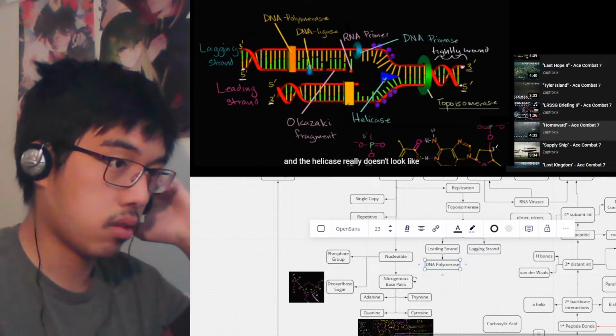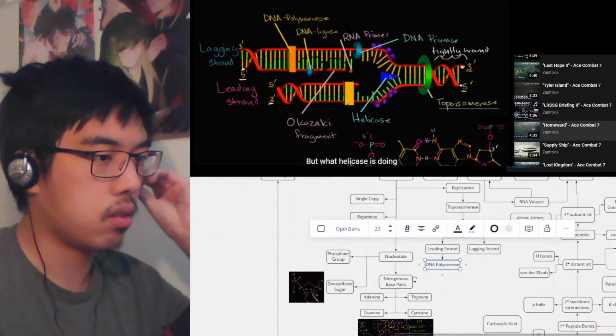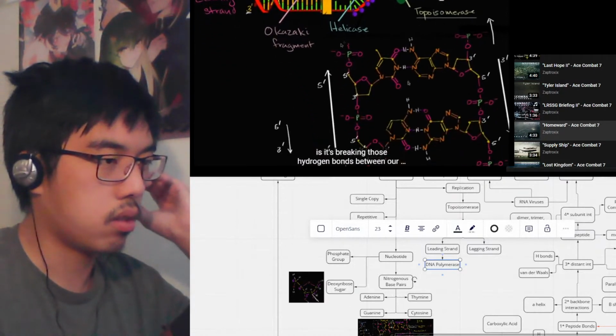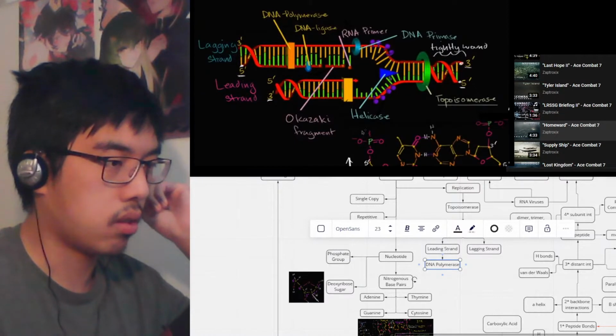Then the helicase enzyme. The helicase really doesn't look like this little triangle that's cutting things. These things are far more fascinating if you were to see the molecular structure of helicase. But what helicase is doing is breaking those hydrogen bonds between our nitrogenous bases. In this case, this is an adenine here, this is a thymine. It would break that hydrogen bond between these two. So first the topoisomerase unwinds it, then the helicase breaks them up.